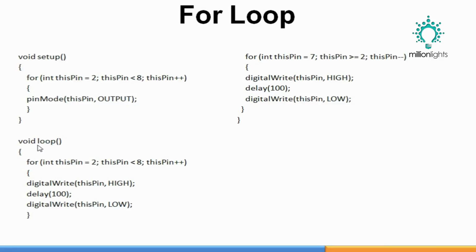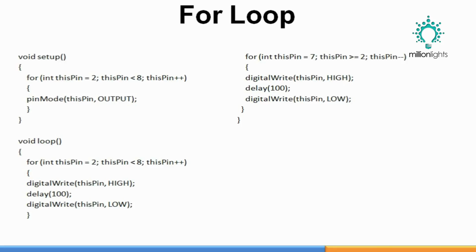Now in the main programming, that is void loop, I want to switch on one LED, then the second one, then the third one, then the fourth, one by one. So what I want to do is digital write to high, then a delay of 100 milliseconds, then digital write to low. This is for the first LED, then second, then third, then fourth. So instead of that, I am using a for loop and declaring the variable this pin, and till the value of this pin is less than 8, I am incrementing the variable.